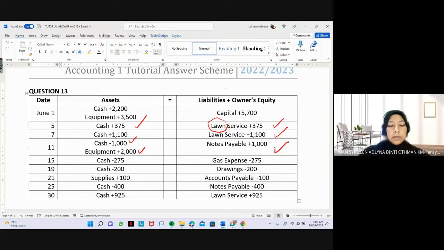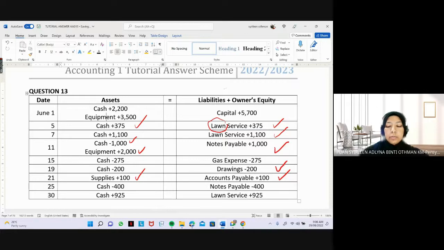Okay, alright. 19, drawings. Okay, and then on the 21st, beli supplies tapi belum bayar. So 100 is on your liability. Another RM100 will be recorded in your assets column. Okay, and then 25th, we paid 400 on outstanding note.